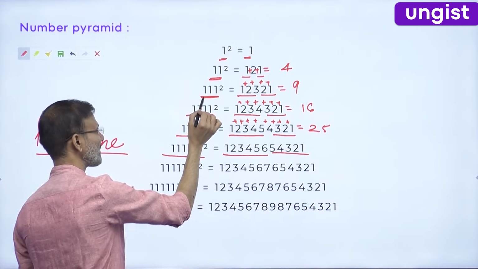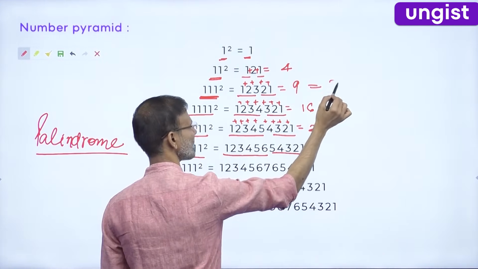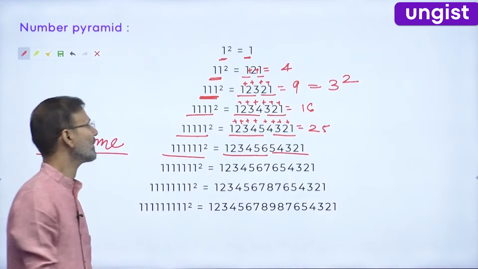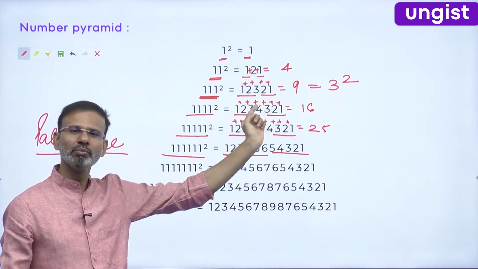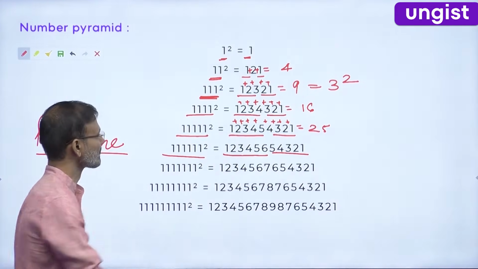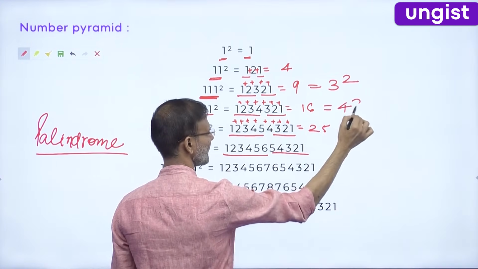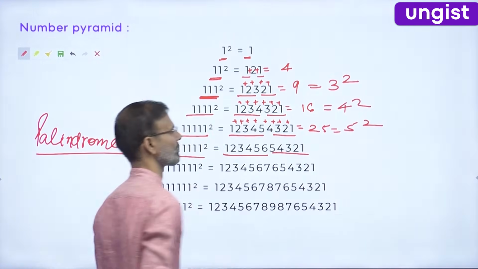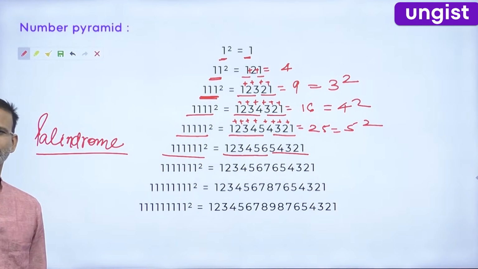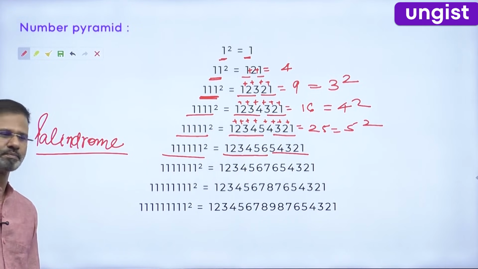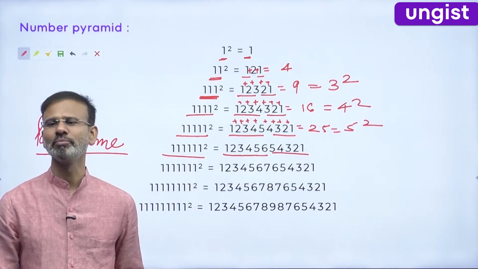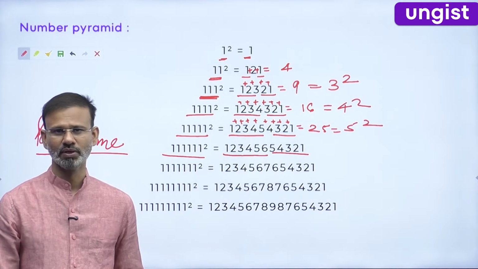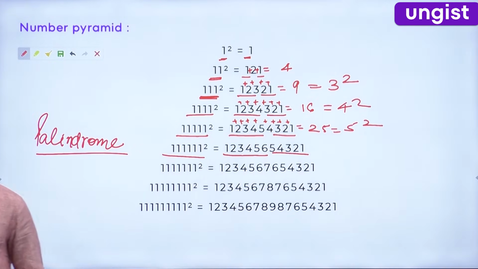Everyone, the number of times 1 is written, the square of that number is the sum of digits. Right? If 3 times 1 is written, then the sum of digits of this square will be 3 square, that is 9. Here it is 4 square. Here it is 5 square. Right? Correct, everyone? ठीक है? Now I'll show you what UPSC has asked from it. Okay? All right.